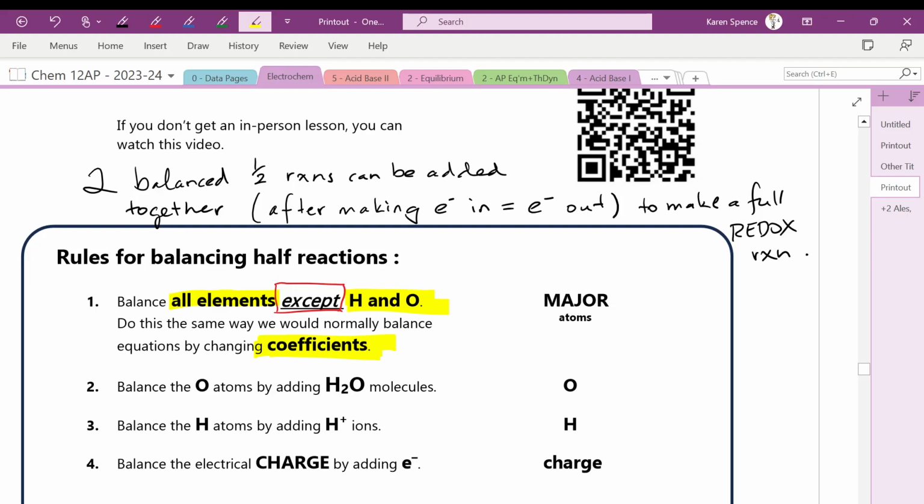Now there's a little mnemonic device that Hebden has come up with, so I've stolen it. He calls these the major atoms. So anything that's not hydrogen or oxygen, he calls it the major atoms. Second thing you're going to do is balance the oxygen atoms simply by adding water molecules to whichever side does not have enough oxygen.